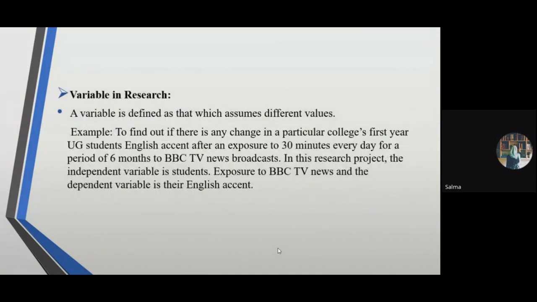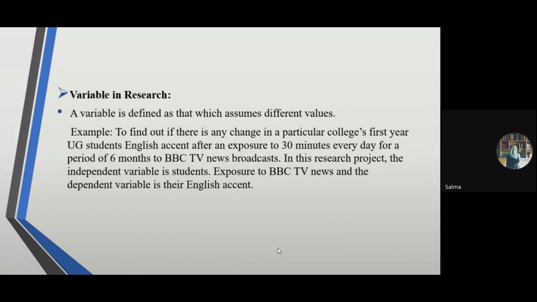Then I talked about variable. Okay, what is a variable in research? A variable is defined as that which assumes different values. For example, to find out if there is a change in a particular college's first year UG students, this is an example created by me. If you want to test a student, you are taking the first year UG students and giving them an exposure of 30 minutes every day, for a period of 6 months, to BBC TV news.